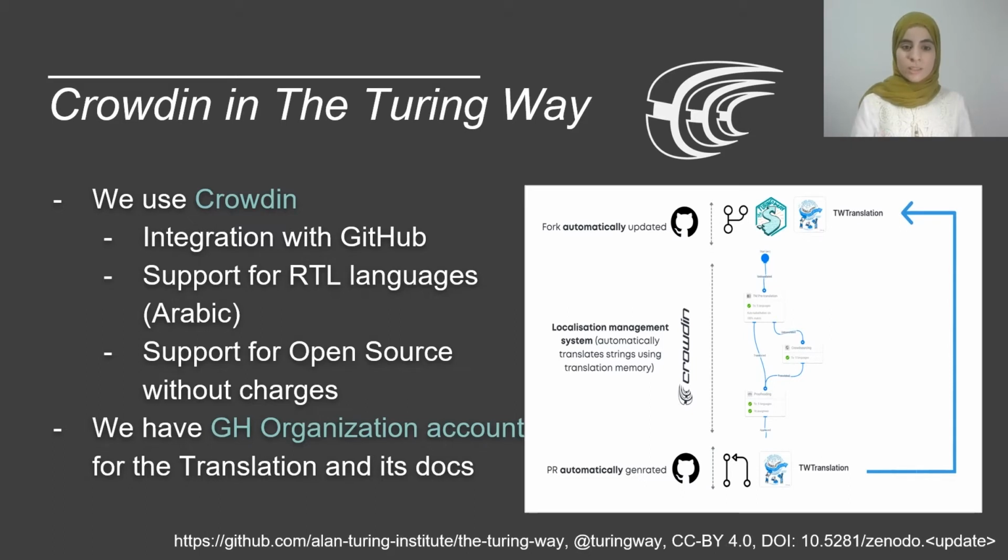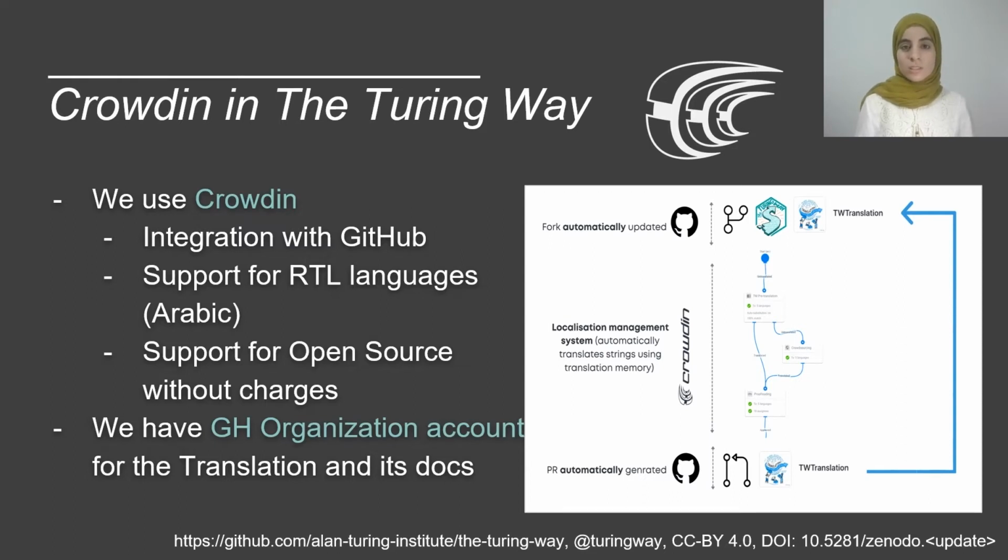So here, like you see, we use Crowdin because it integrates with GitHub. It supports right-to-left languages like Arabic, and of course it supports open source without any charges. So all our workflow is illustrated on the left, like you see in this picture. It lives on a GitHub organization account specifically for translation and its documentation. Any new strings translated in Crowdin will automatically generate a pull request in GitHub with the new translation.